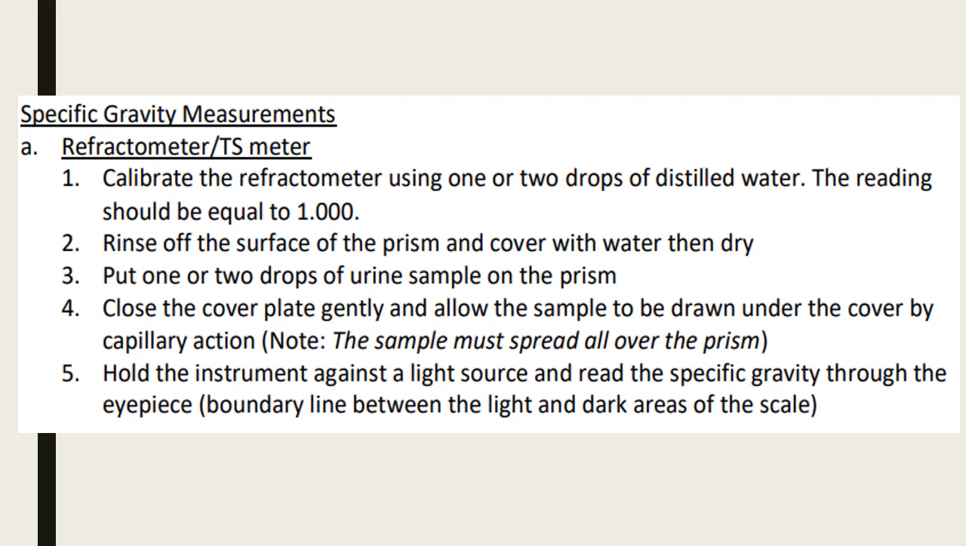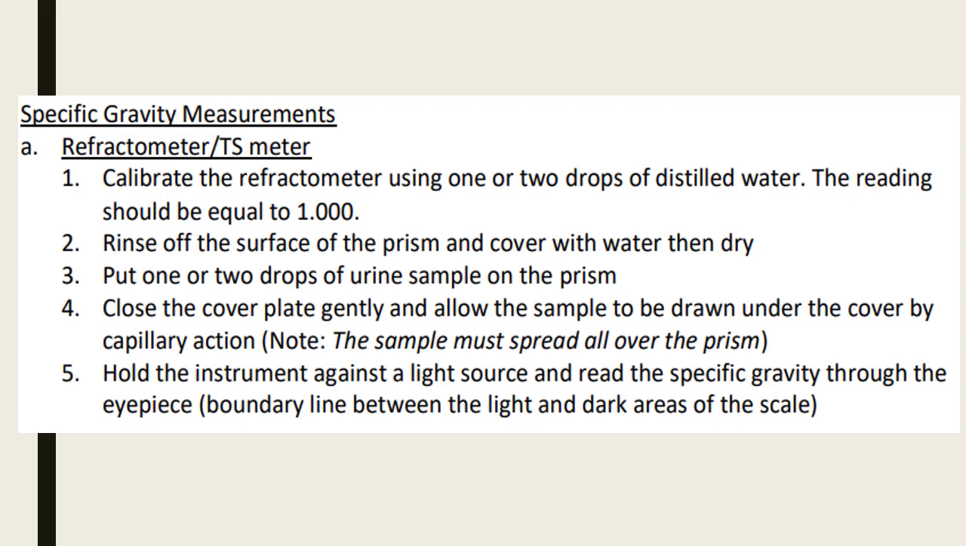Then you dry it, and after that you put 1 or 2 drops of urine sample on the prism. Make sure that the prism is covered with your sample, with no bubbles. Then you close the cover plate gently and allow the sample to be drawn under the cover by capillary action. The sample must spread all over the prism. Then you hold the instrument against a light source and read the specific gravity through the eyepiece.